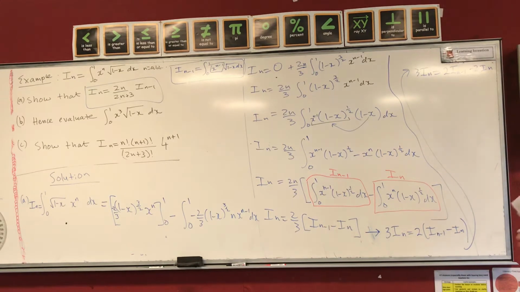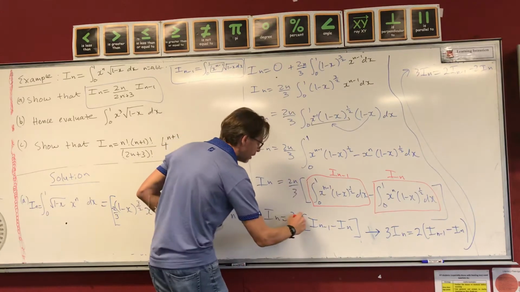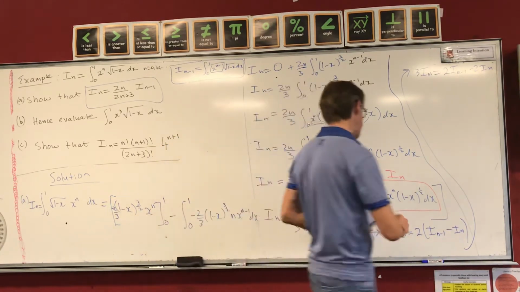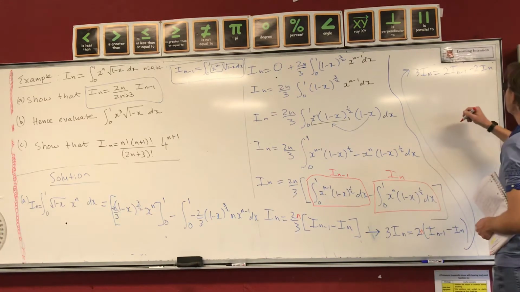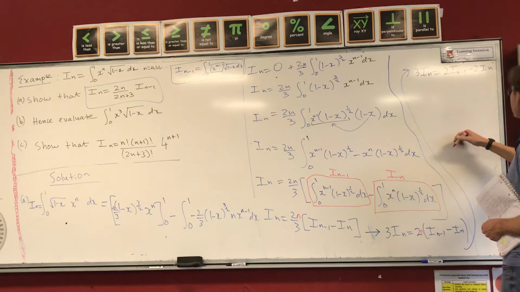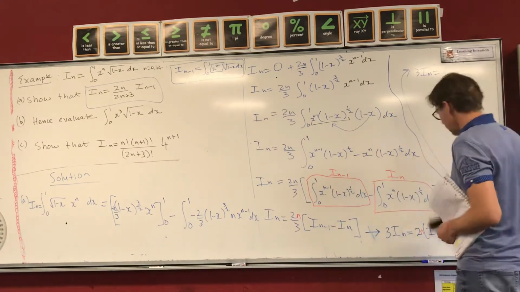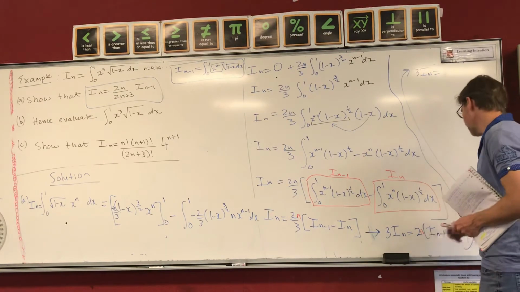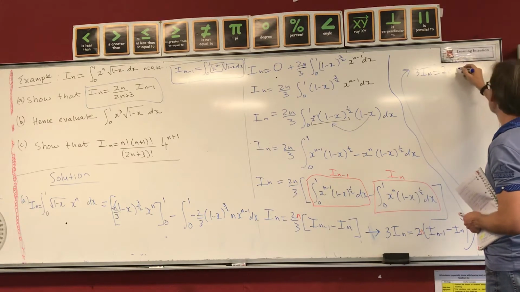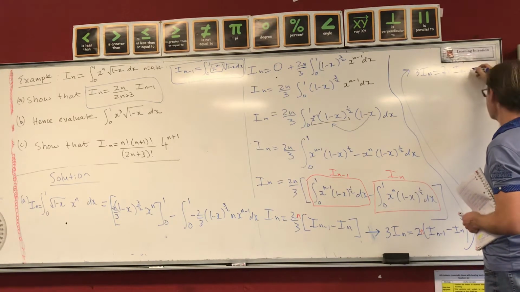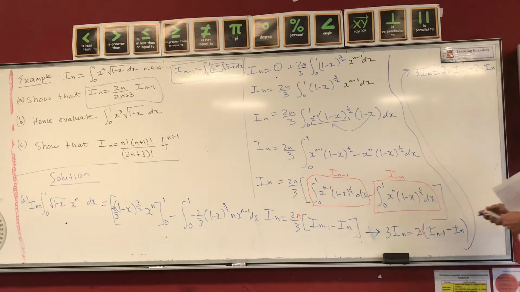I think I've dropped off my term here, haven't I? Yes. See the n here? That should be there. That's going to make a big difference. I have to rub that out. There we go. And that'll be 2n I n minus 1 minus 2n I n.